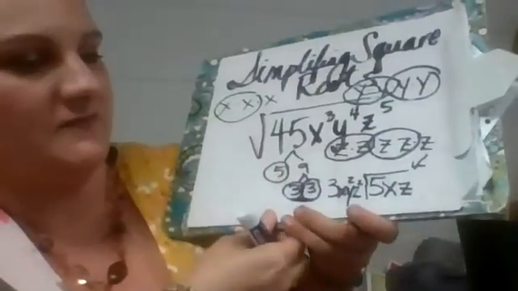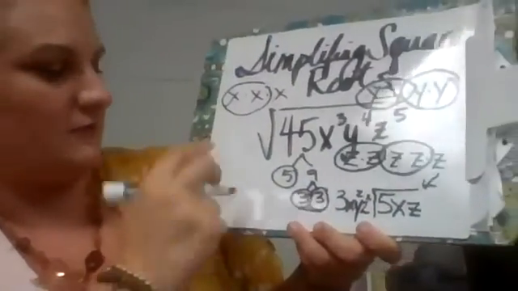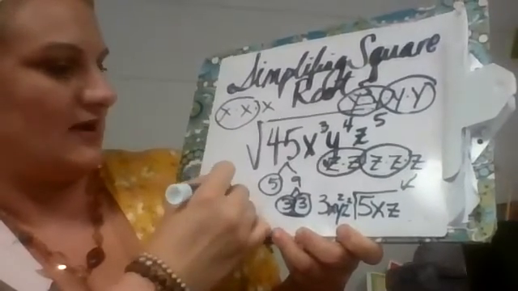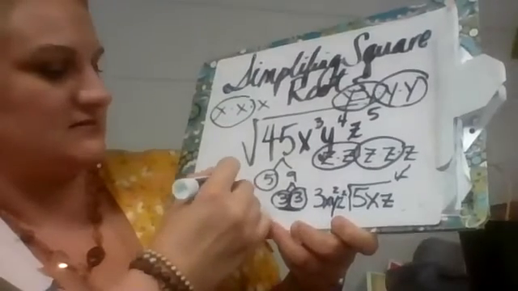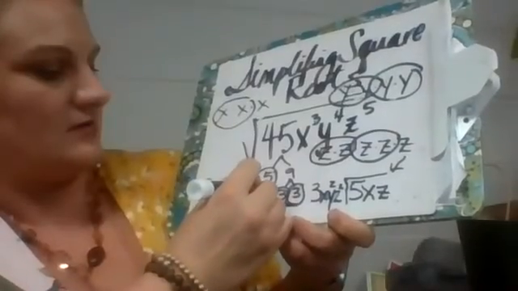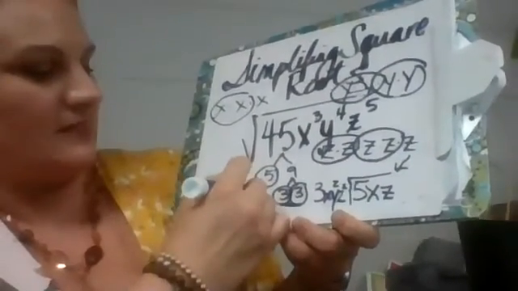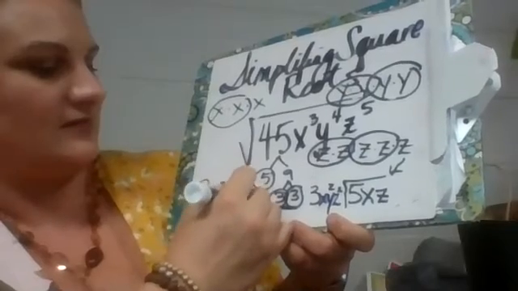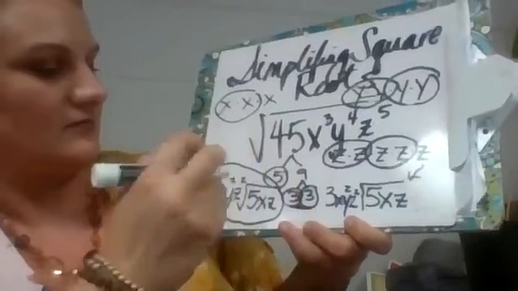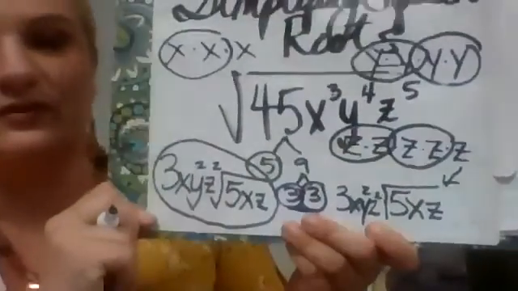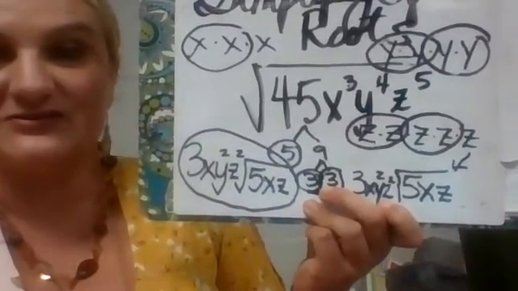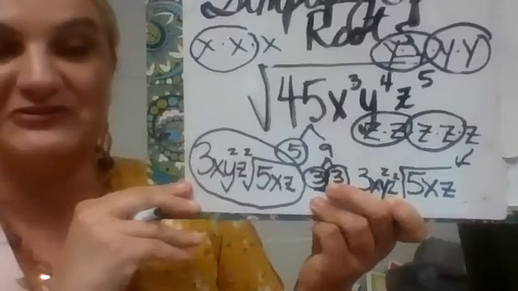So our final answer, if you can see this, I'm going to rewrite over here. 3x y squared z to the second power times the square root of 5xz, which this is our bachelor matchmaking simplifying radicals.